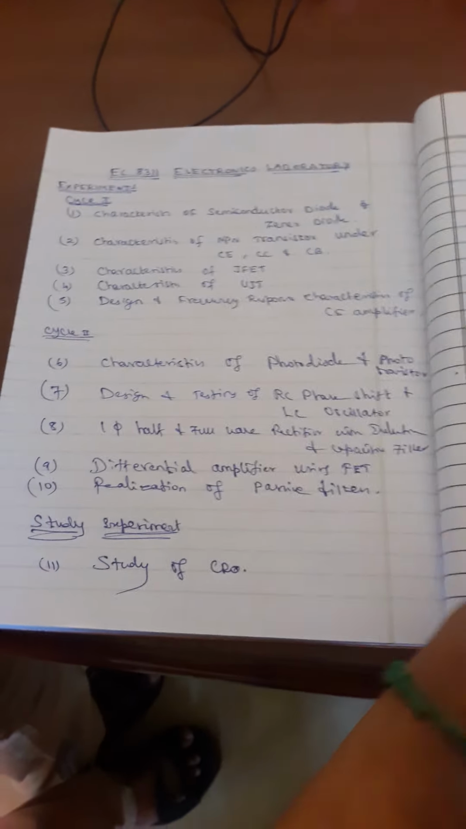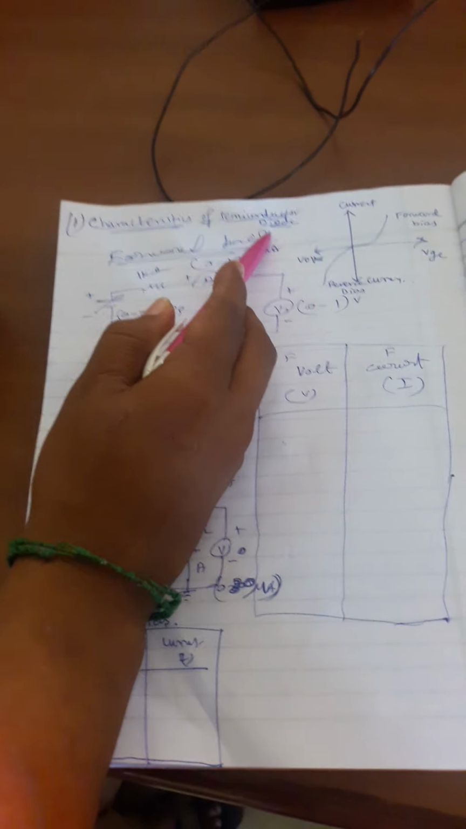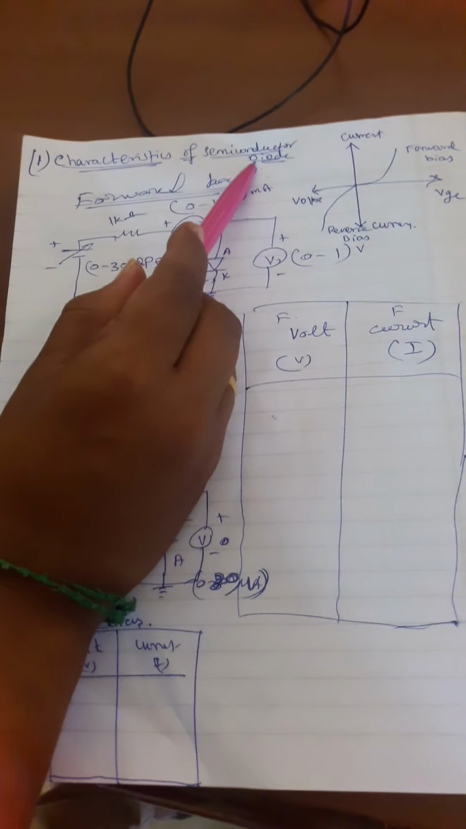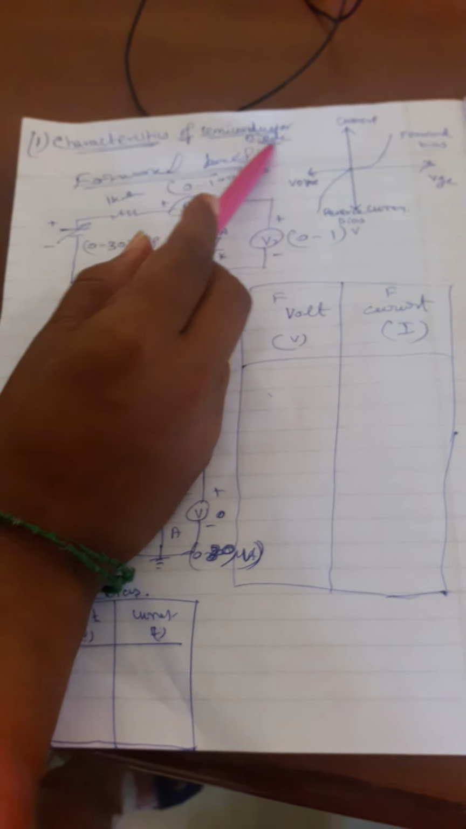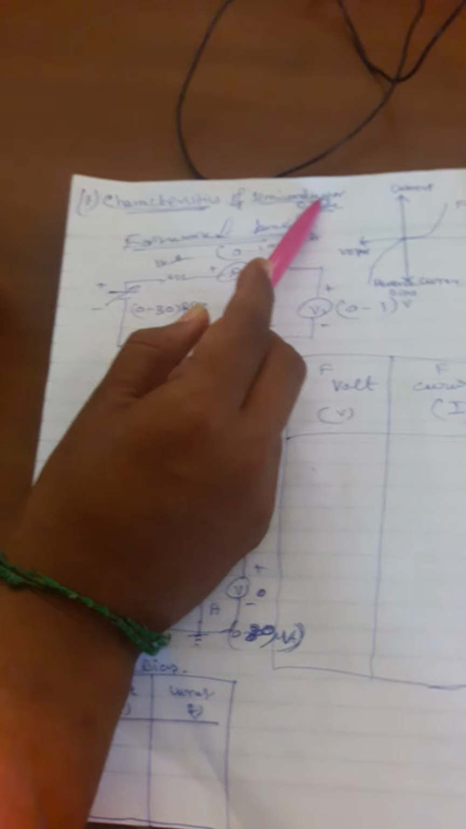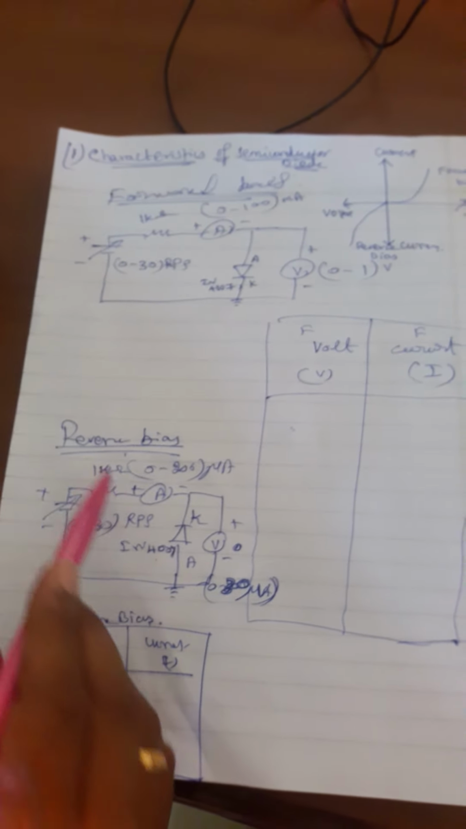Next, shall we start from the first experiment. The first experiment is characteristics of semiconductor diode, which you already study in the Electronic Devices and Circuits theory subject. The characteristics of semiconductor diode is known as PN junction diode. In this PN junction diode there are two biases: one is forward bias, another one is reverse bias.